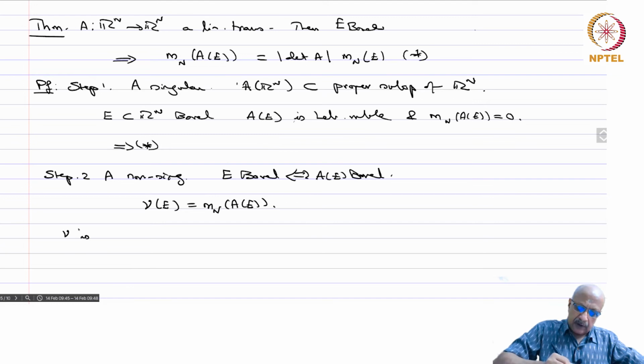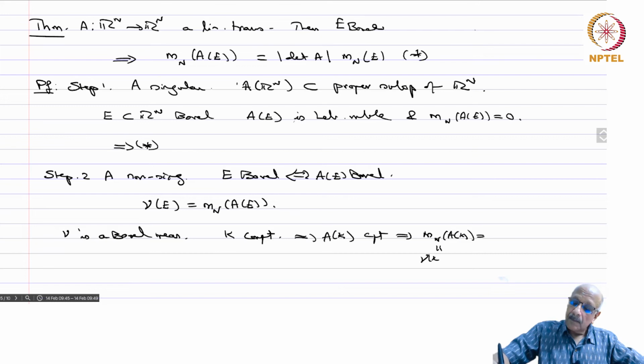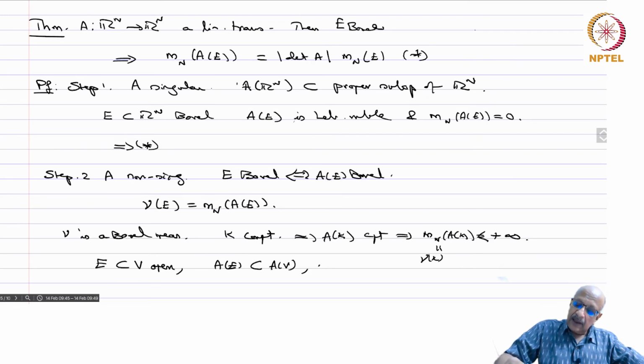Then nu is a Borel measure. If K is compact, the continuous image of a compact set is compact. So AK is compact, and therefore Mn of AK, which equals nu of K, is finite. Then if E is contained in V, V open, then AE is contained in AV, and AV is also open, and vice versa.